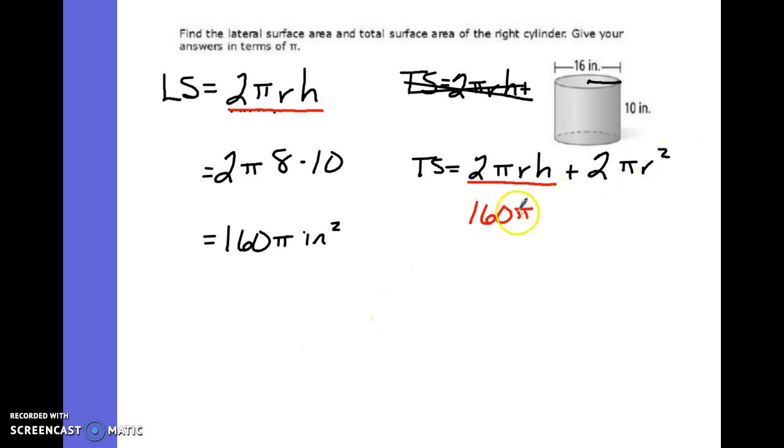And then we can figure out 2 times pi. The radius again is 8 squared. So this is 2 times 8 squared. I think that's 128 pi plus 160 pi. So 160 plus 128. Let me fix that a little better.